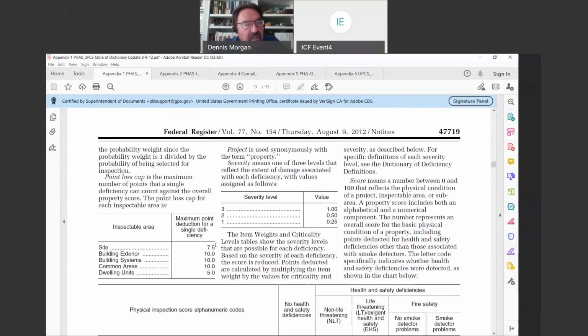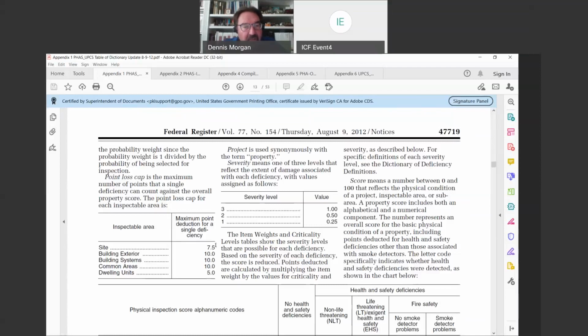So the point loss cap might help a little bit, but these point loss caps are relatively high. And so when you have these health and safeties that are high point values, they will still take away massive points, up to potentially 7.5. So let's say I continue to have trip hazard, trip hazard, trip hazard. Well, 7.5 would be the maximum that I'm going to get off of that one single deficiency. However, that's still a lot of points.